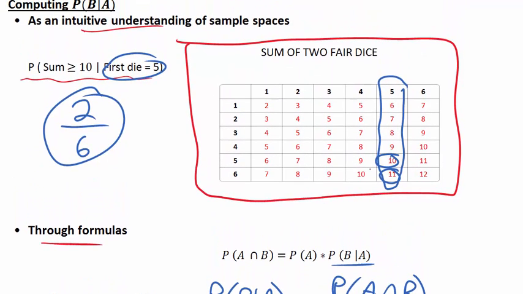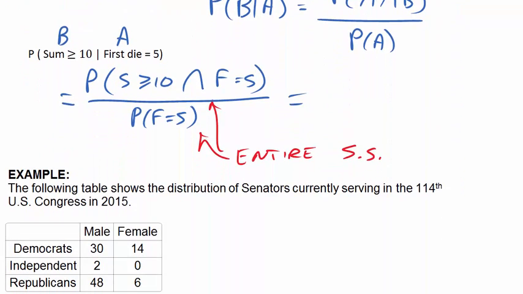So in the entire sample space that I have, that happens here and here. So that is the intersection of the sums being greater than or equal to 10 and the first die being a 5. So that was 2 out of my 36 possibilities.